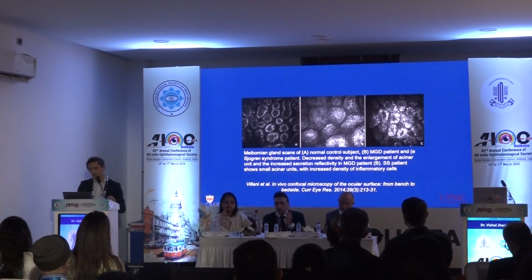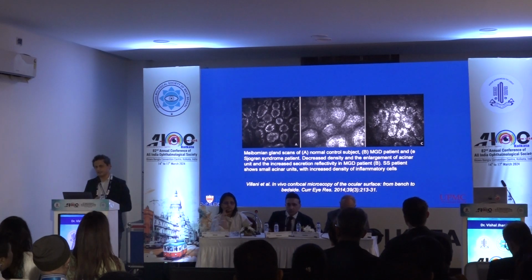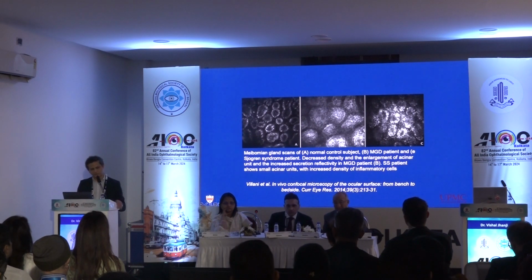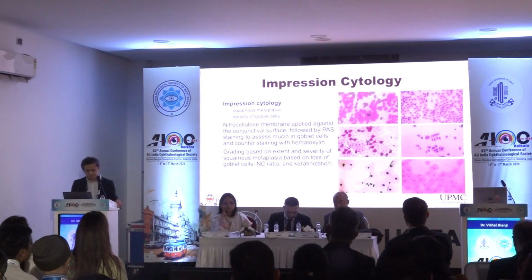You can use confocal microscopy. If you have access to that, it's really useful, especially in patients who have rheumatological dry eye. This is from a normal patient, a patient with dry eye, and a patient from Sjogren's syndrome. You can see the size of the acinar units in patients with Sjogren's syndrome.